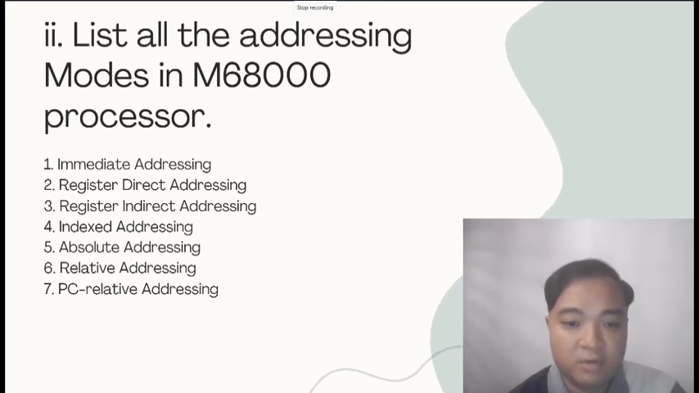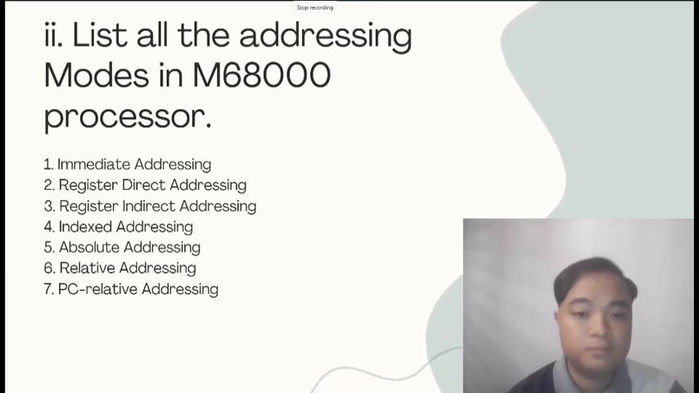Fifth, we have absolute addressing. Here, the actual memory address is written directly in the instruction. For example, move 2000, D0 means take data from memory address 2000 and put it into D0. It's clear and simple but not very flexible.